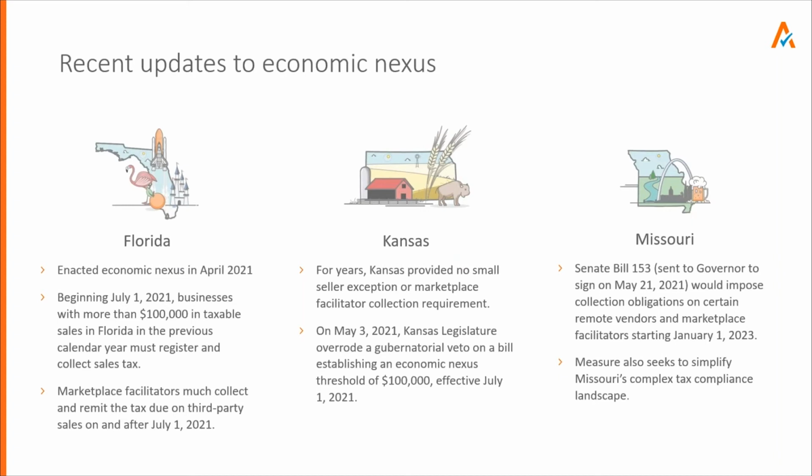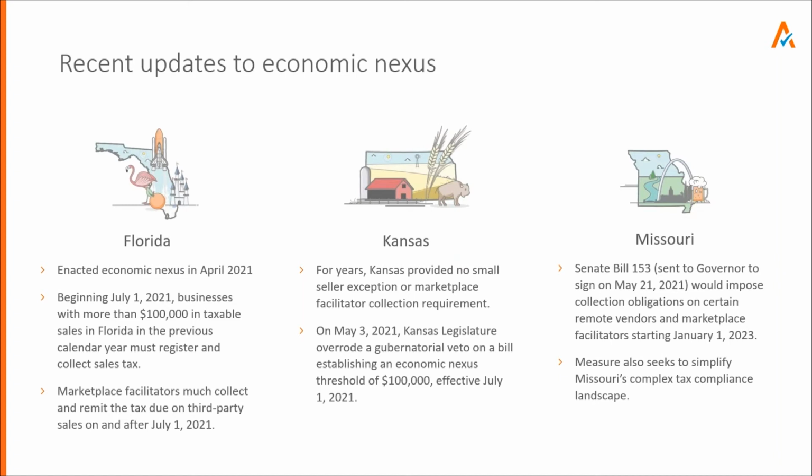Also, marketplace facilitators are required to collect and remit tax due on third-party sales after July 1. So that's this month. As you can see, things have been hopping in sales tax. In Kansas, for the past couple of years, Kansas provided no small seller exception or marketplace facilitator collection requirement. What does that mean? That meant that as soon as you make an online sale in Kansas, you are required to register and begin collecting the tax.